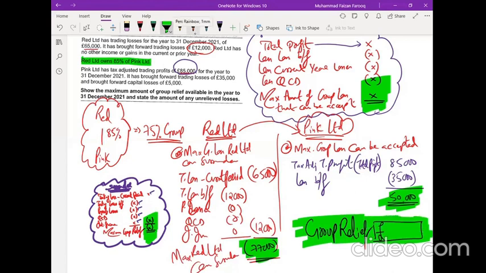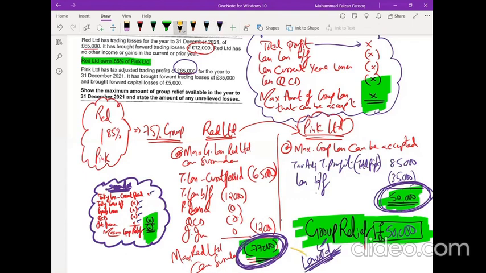You have two answers, right? They are willing to give 77, but they are only accepting 50. So what is my group relief? The answer will always be the lower of the two. Group relief will be the lower of surrendering and accepting. That lower figure is the final answer of the MCQ or MTQ or fill in the blank. The group relief is 50,000 in the case of Red and Pink.